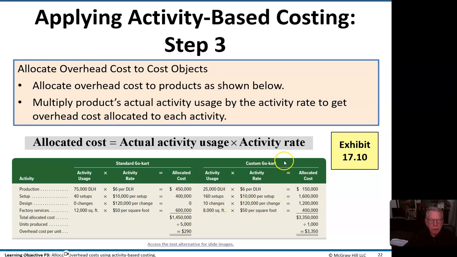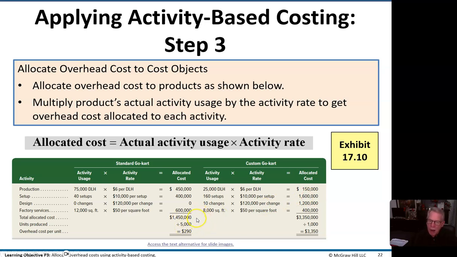And we do the same thing for the custom go-kart. Again, we're using the total budgeted cost divided by the budgeted activity here, here, here, and here. And we multiply that through to get allocated cost here. Now you'll notice that the $1,450,000 and the $3,350,000 totals are $4,800,000. That didn't change, just the way we've allocated it.